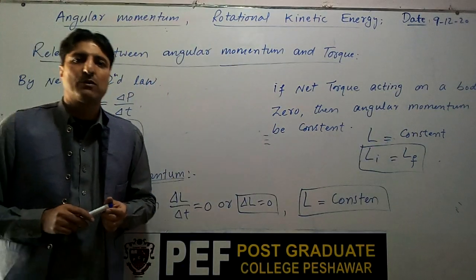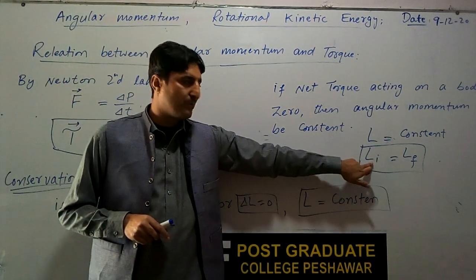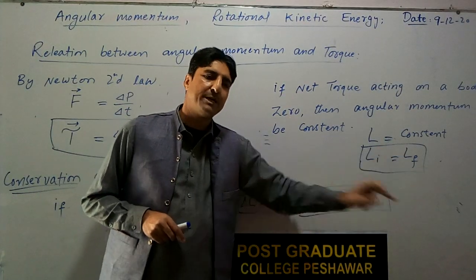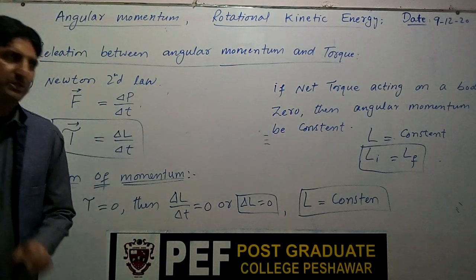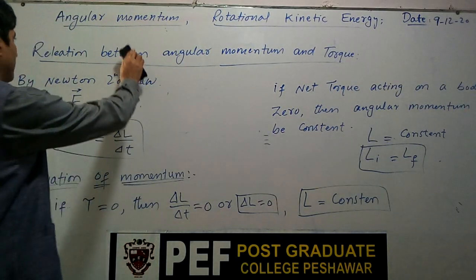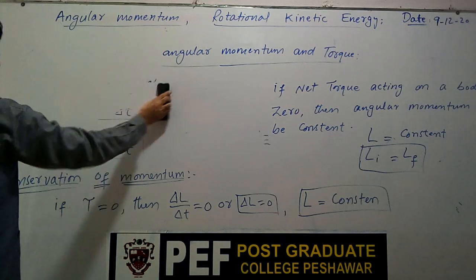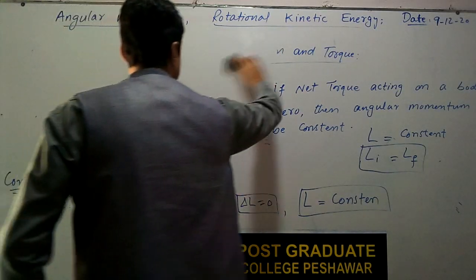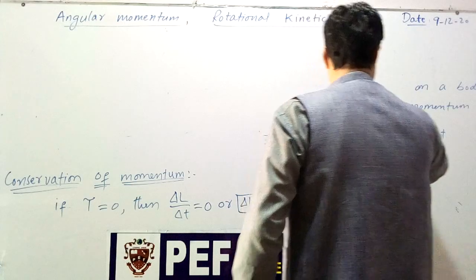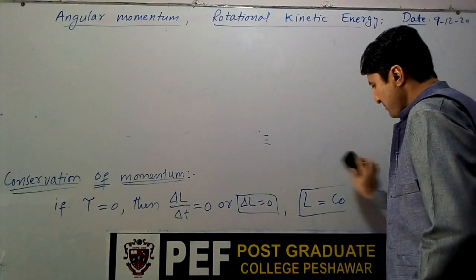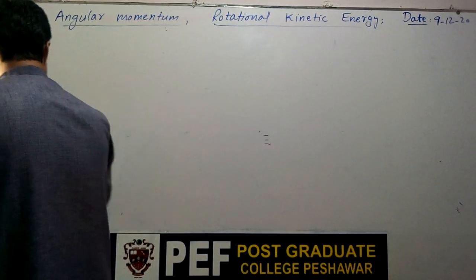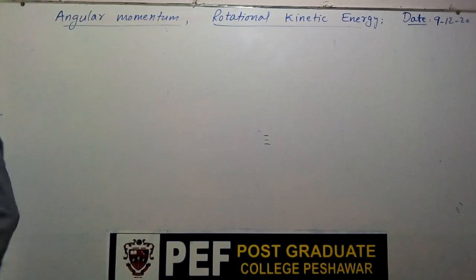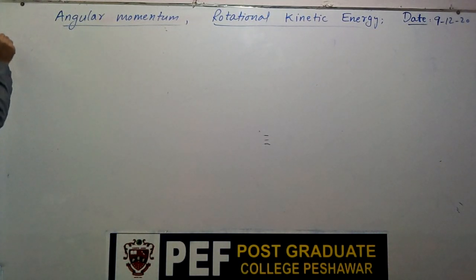So conservation of angular momentum means that initial angular momentum will be equal to final angular momentum if and only if the net torque acting on the whole system is equal to 0. So after that we are going to discuss rotational kinetic energy.